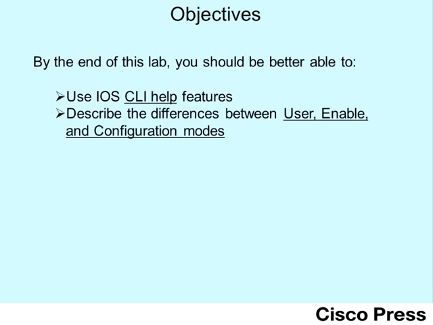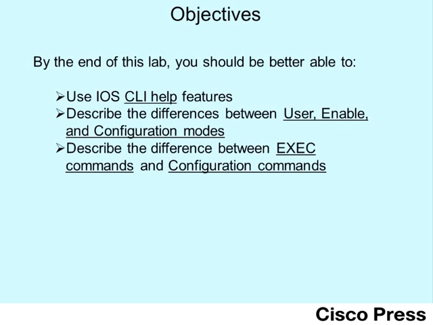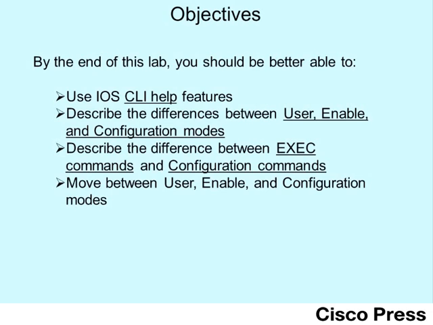Then we'll talk about some different modes: user mode, enable mode, and configuration modes, and what those let you do. At that point, we'll talk about the difference between the commands you can use there: exec commands that let you look around at what's going on in a router or switch, and configuration commands that let you tell the router and switch what to do. Finally, we'll talk about how to move around between these different modes, the user, enable, and configuration modes.